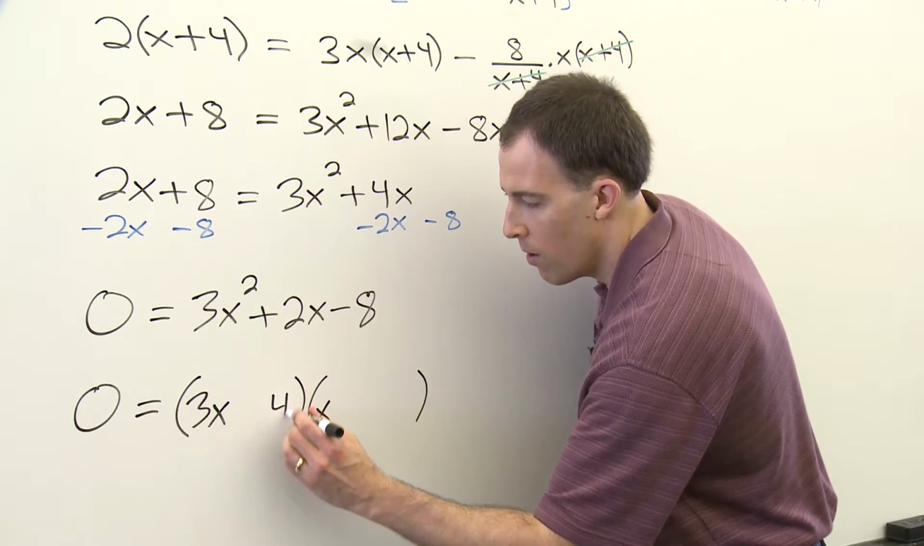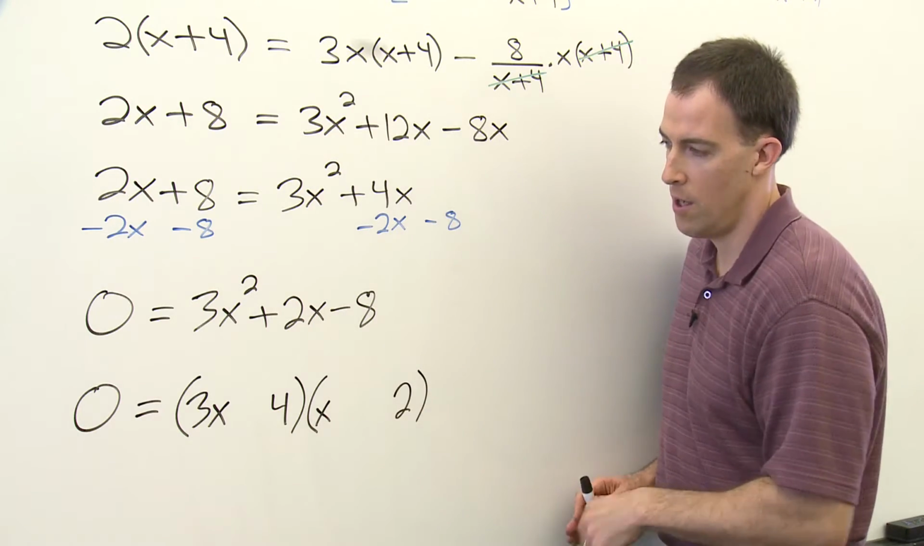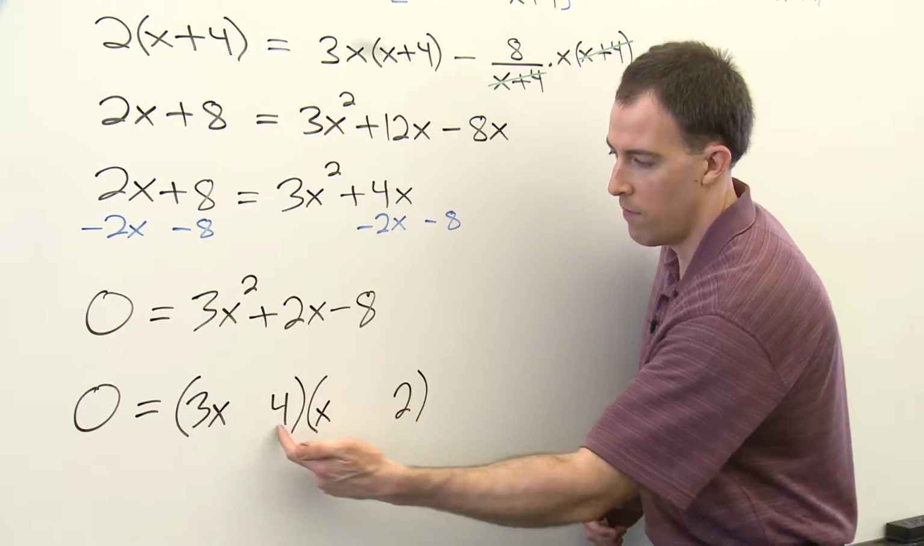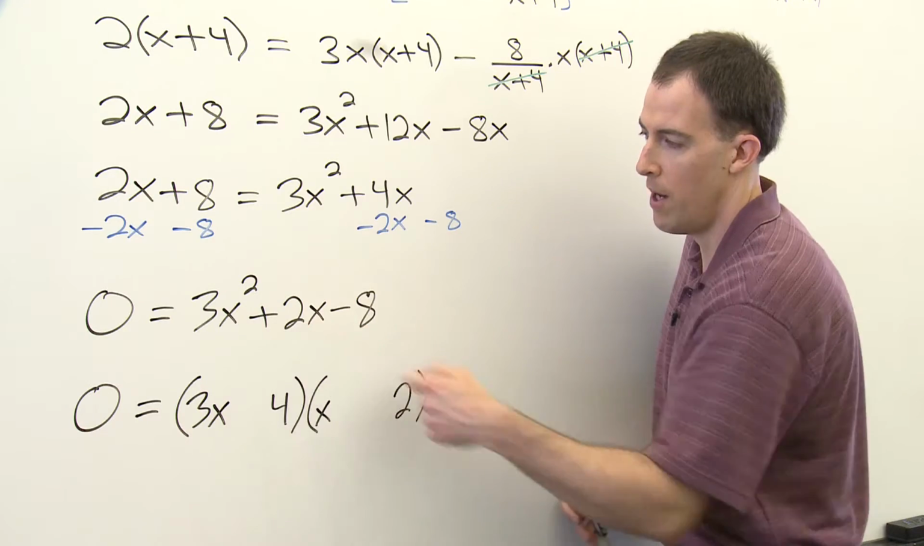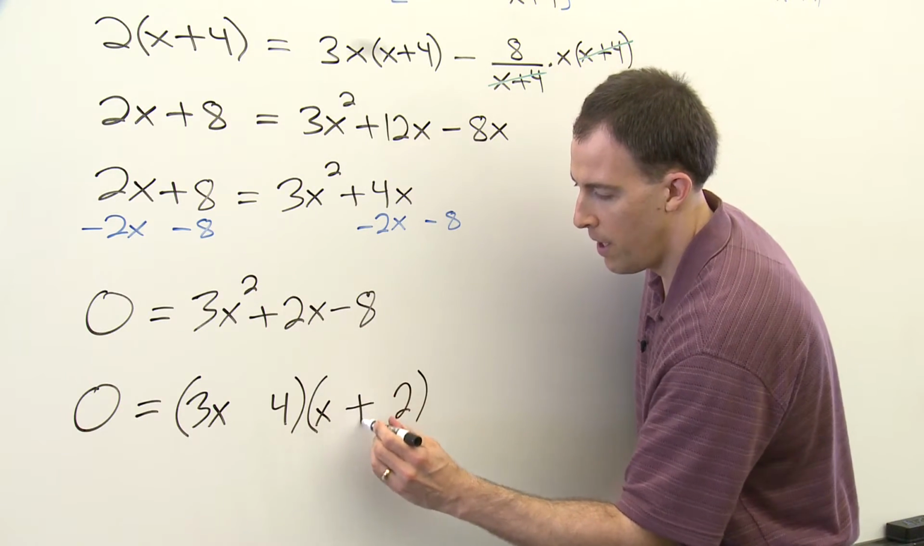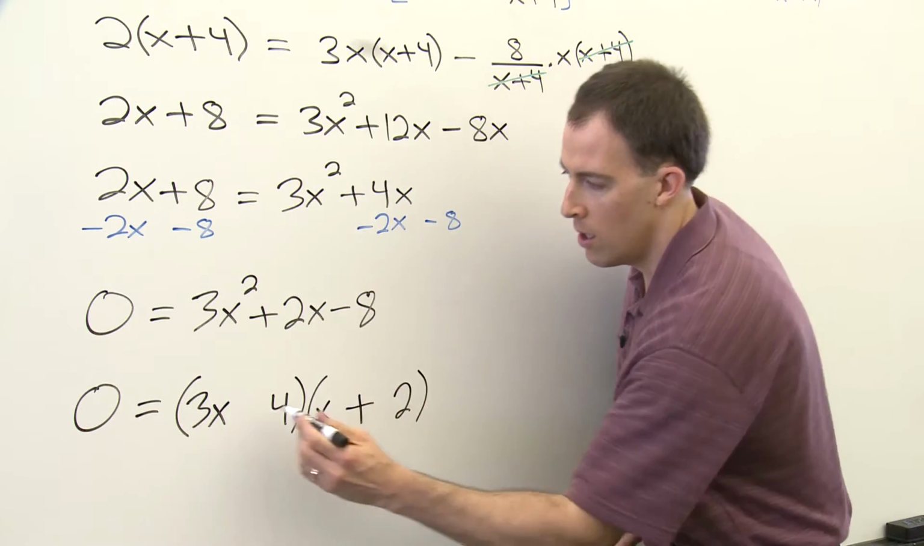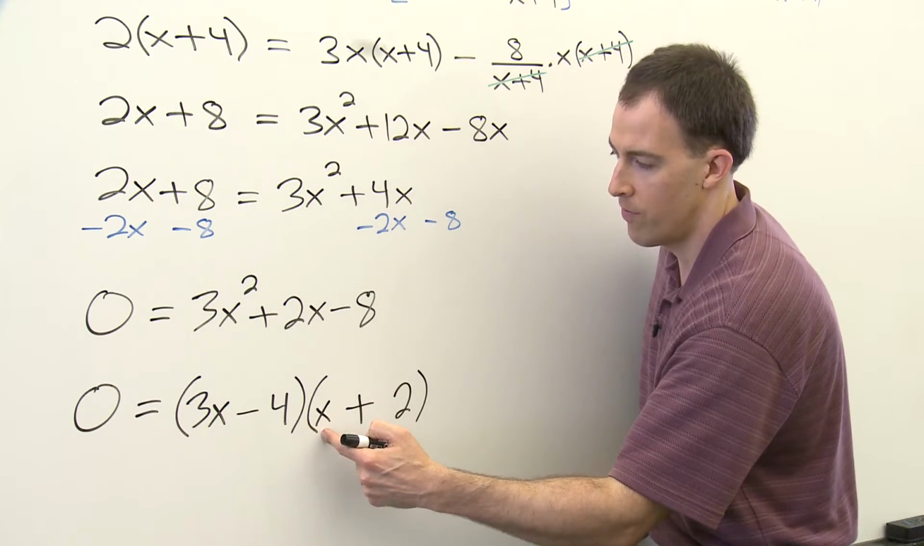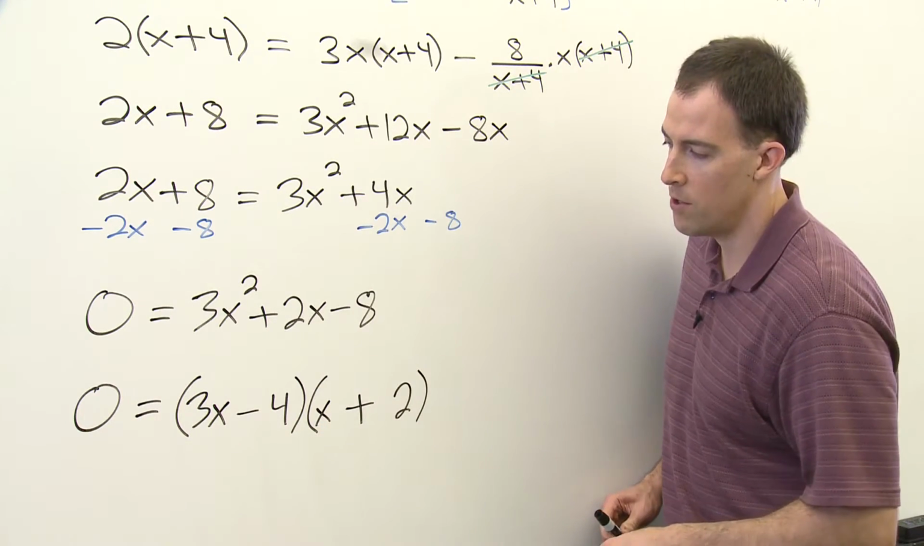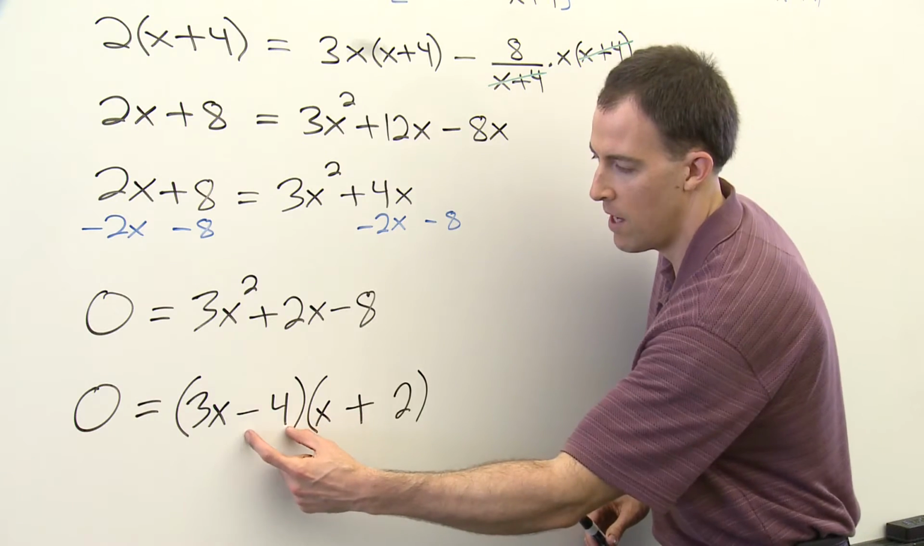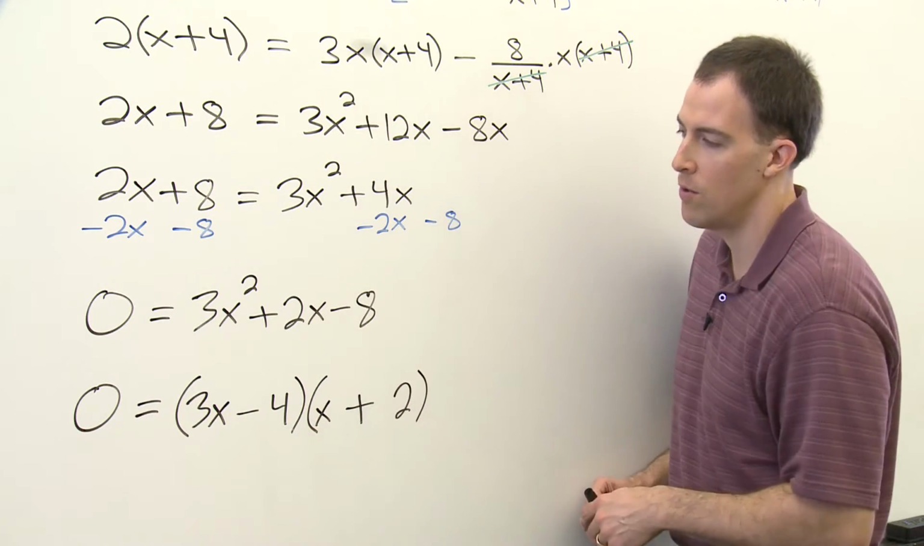I'm going to try a 4 and a 2 first of all. I'm thinking of a 6x and a 4x. We can make those 2 terms add up to a positive 2x if we make it a positive 6x and then a negative 4x. So I believe this works. 3x minus 4 times x plus 2. We do get a negative 8 from multiplying negative 4 times positive 2.